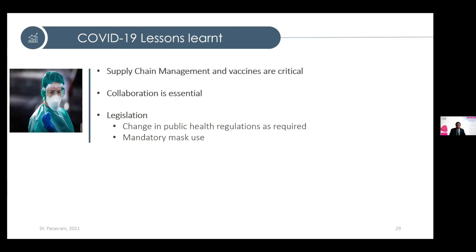Collaboration is essential both internally and with the Pan-American Health Organization, external agencies, other countries in the CARICOM region, and of course the world. And legislation, the use of the public health regulations has been used extensively throughout the pandemic to good effect. And of course, as you know, there's still a mandatory mask use policy in place, which is legislated, that you have to wear masks in public. That's just an example of how we use legislation for public health good.